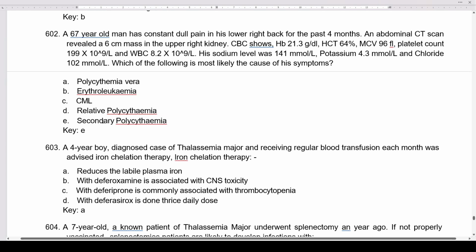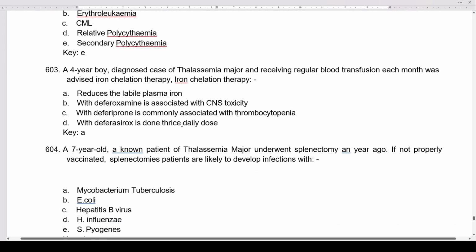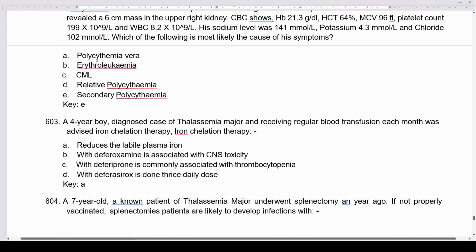So the cause of his symptoms is renal cell carcinoma, which releases EPO, and because of EPO there is secondary polycythemia in this patient. In case of polycythemia vera, remember EPO will always be low, and it is one of the minor criteria given in WHO for the diagnosis of polycythemia vera, that it will have suboptimal levels of EPO.